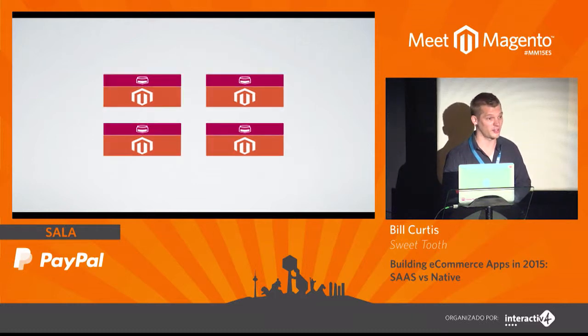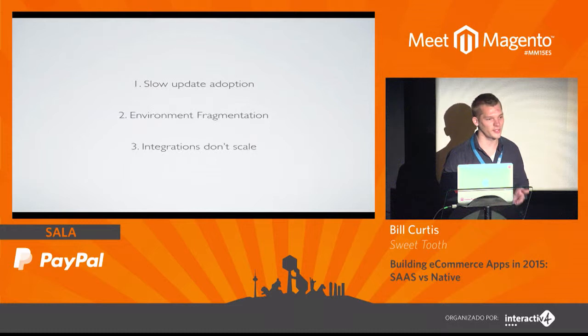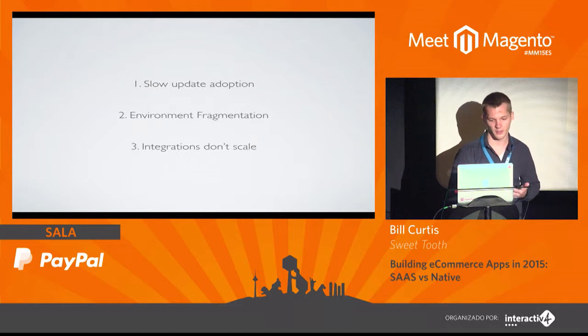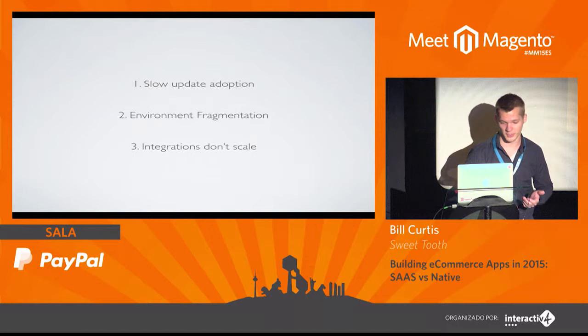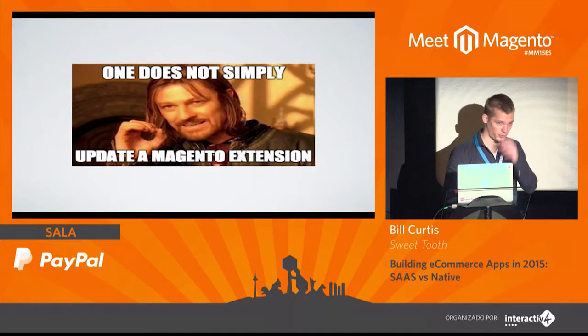So as time goes on, this pattern continues, and it causes three major pain points that I'm sure every extension developer has experienced. Slow update adoption, environment fragmentation, and integrations that just don't scale. So let's talk about slow update adoption. I think we can all agree on one fact, and that is that updating Magento extensions, especially in a production environment, is not that easy.